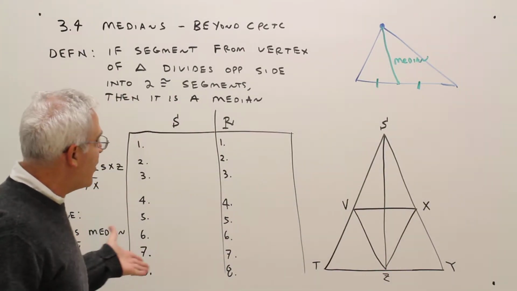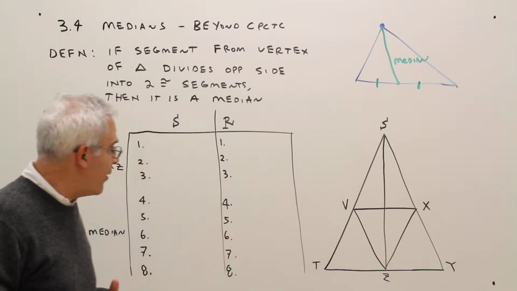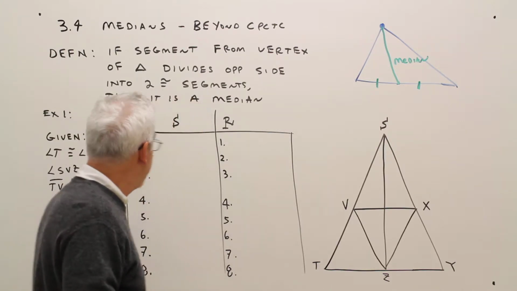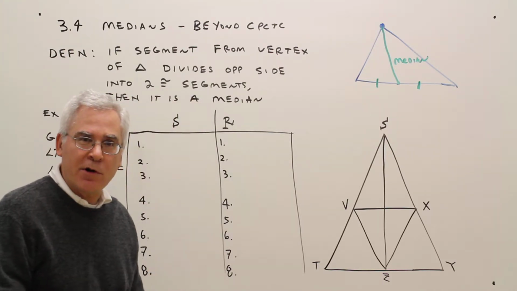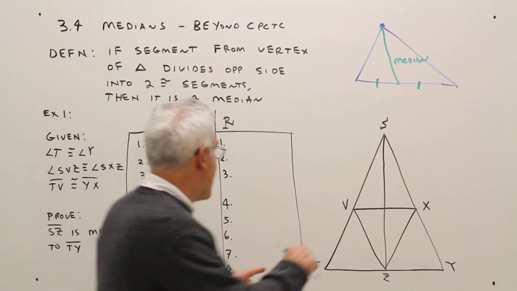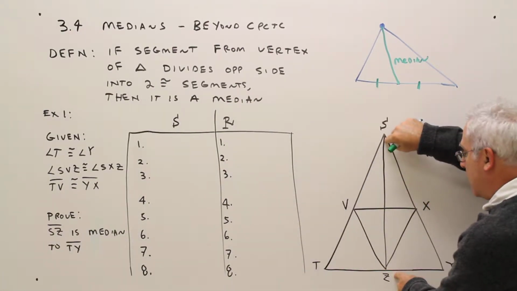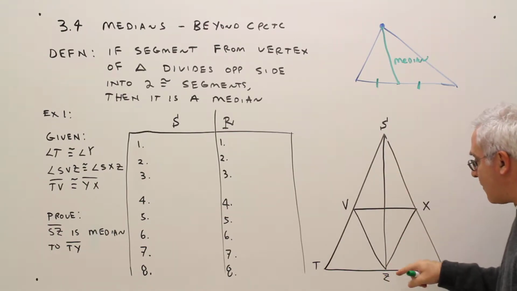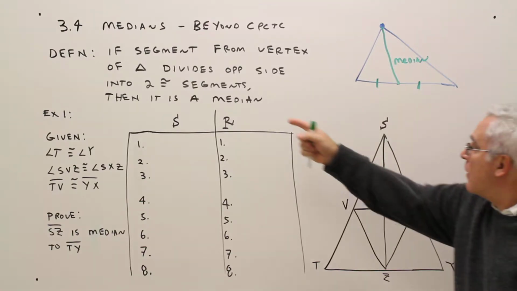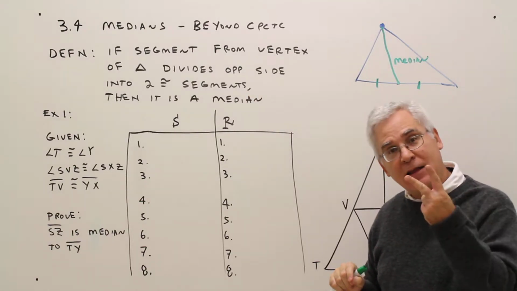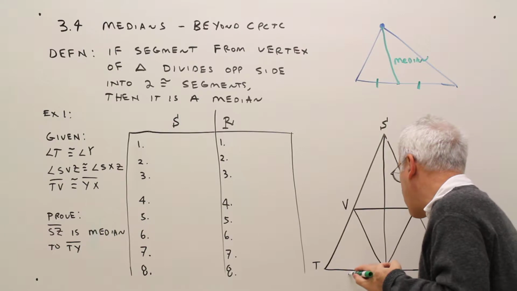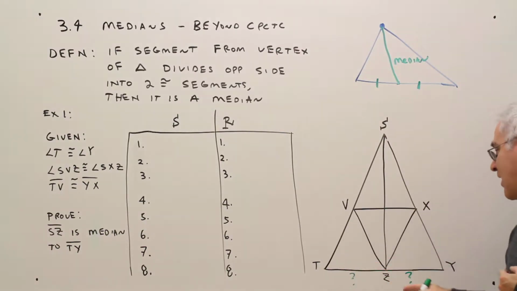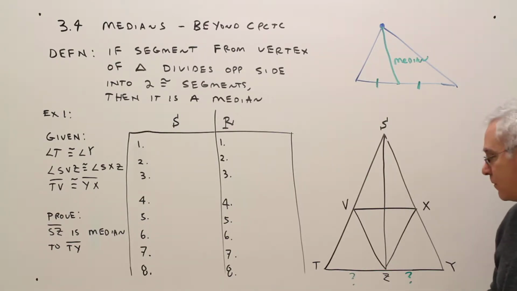All right, so example 1 deals with this figure over here. I'll mark it up and put question marks by what I'm trying to prove first. SZ is the median to TY of the big triangle. So if I want to show that SZ is a median, I've got to show that it divides the opposite side into two congruent segments. So I've got to show that that segment is congruent to that segment. I've really got to get TZ to YZ.